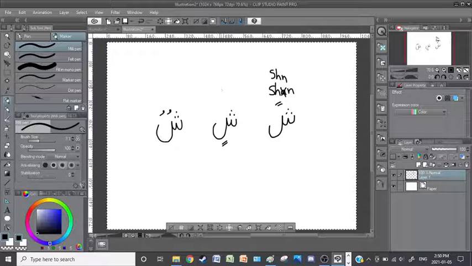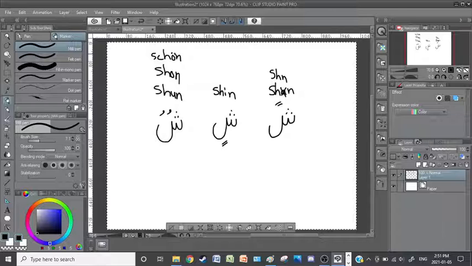Sheen tanween kasr is shin, as in Shin Megami Tensei. Sheen with tanween dhamm is shun, not shan, shun. Shun, similar to the word Schuhen in German, as in schönes Wochenende.